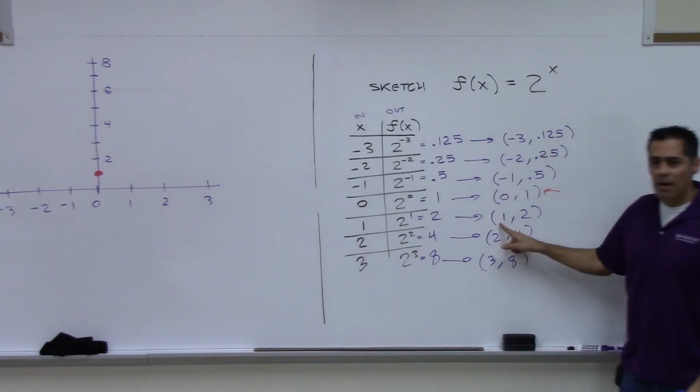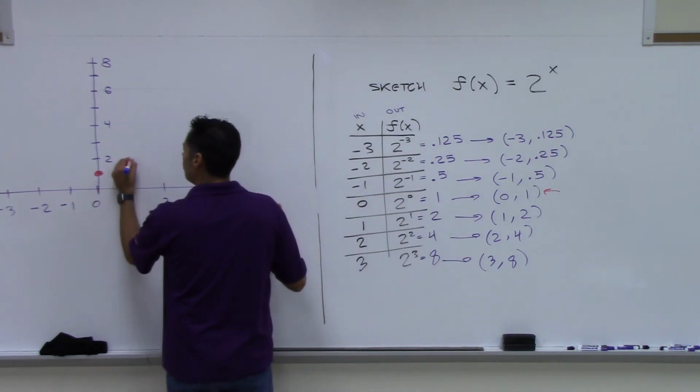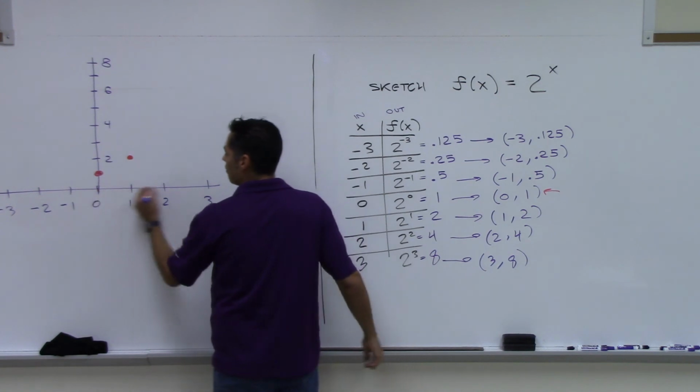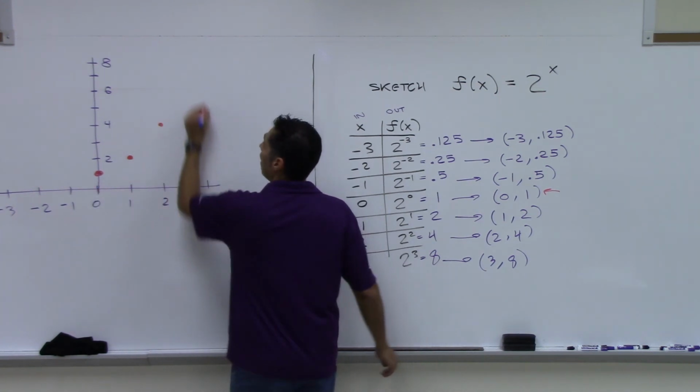When I plug in 1, I should get 2. So I go to the right 1, up 2. When I plug in 2, I should get 4, so I go to the right 2, I go up 4. And I go to the right 3, I go up 8.